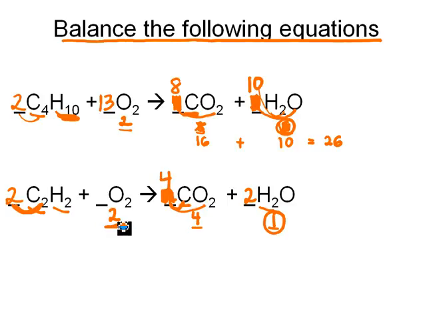I still have 2 on the left side. I now have 8, okay, because of the 4 times 2. And then I have 2 times 1. I have 2 here. And if you add 8 plus 2, I have a total of 10 oxygens on the right side, which means that you need 5 over on the left. So this is it.